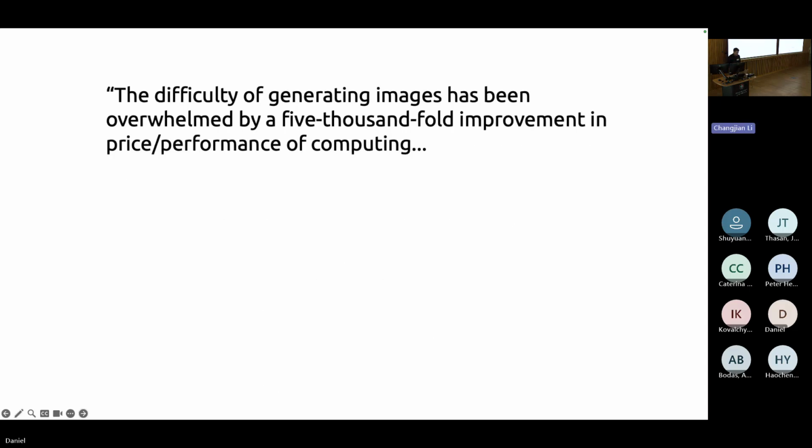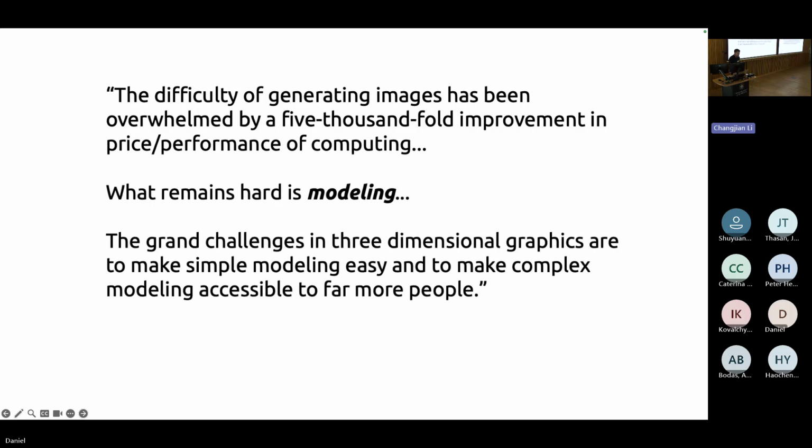The difficulty of generating images has been overwhelmed by a 5,000-fold improvement in the price/performance of computing. What remains hard is modeling. The grand challenges in three-dimensional graphics are to make simple modeling easy and to make complex modeling accessible to far more people. These words were spoken by Bob Sproull in his keynote at the 1990 ACM SIGGRAPH Symposium on Interactive 3D Graphics and Games.